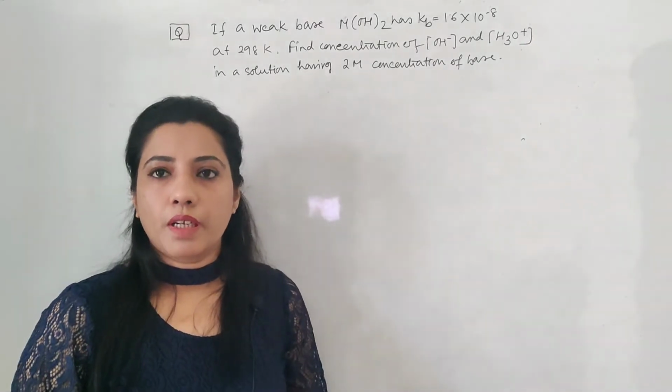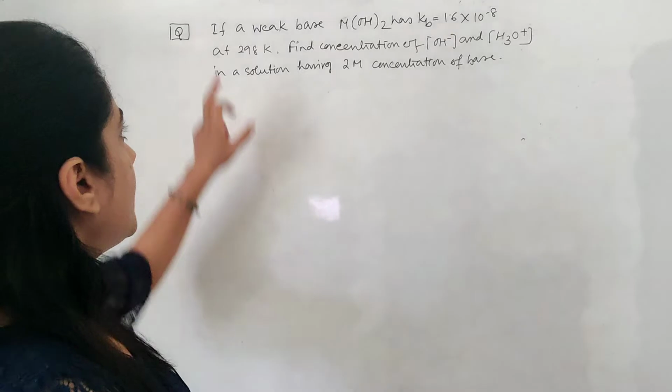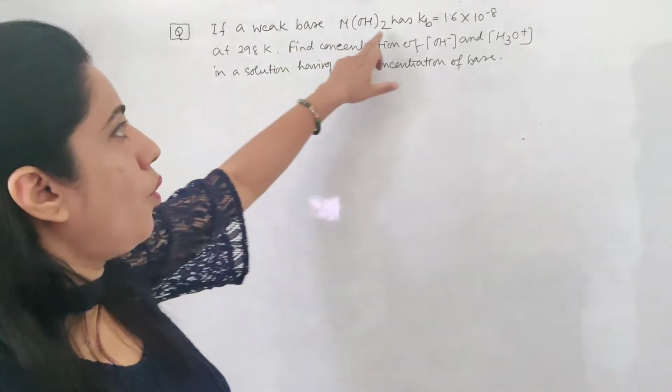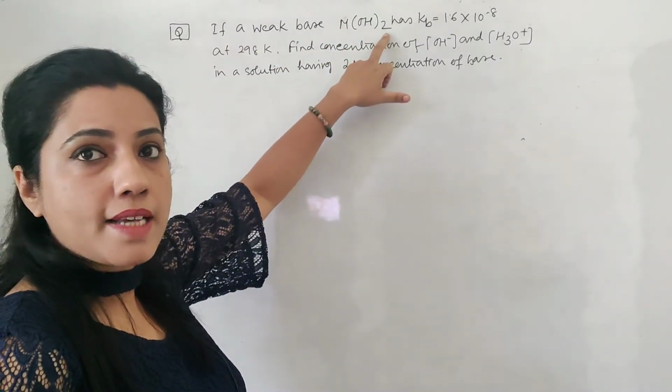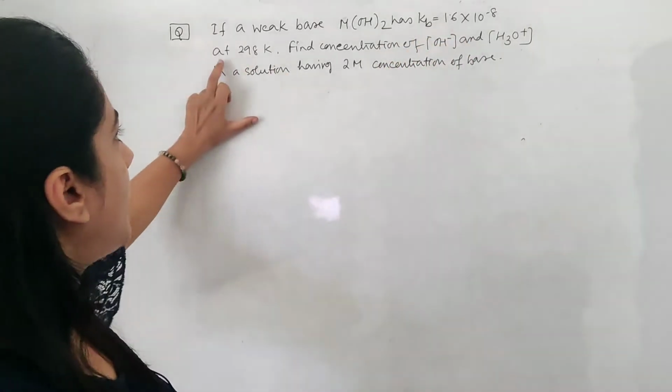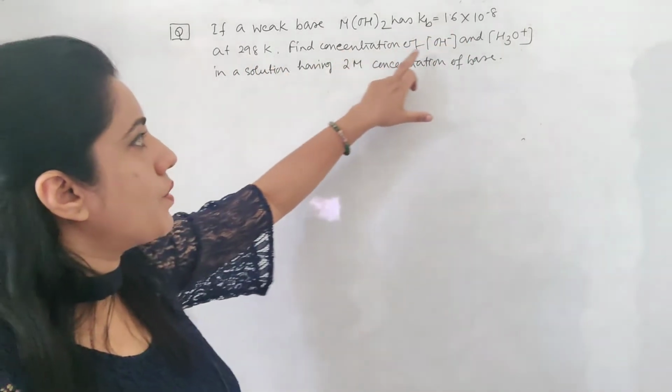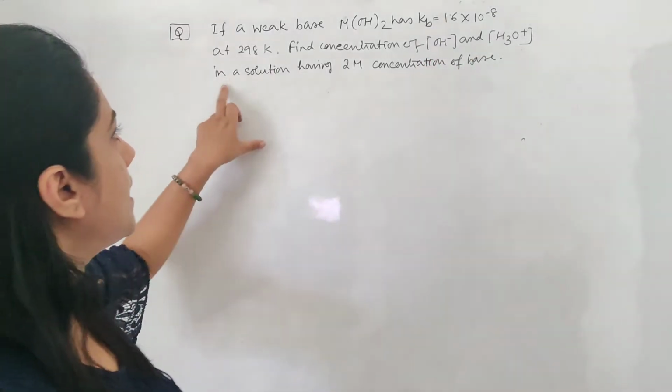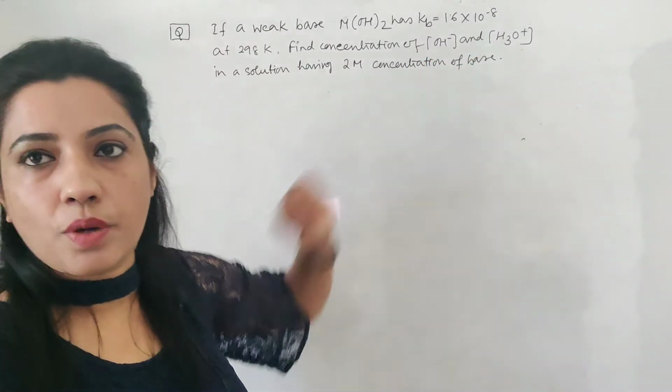Let's solve one more numerical based on the same topic. They are saying that if a weak base MOH whole twice, now this is a diacidic base, has Kb 1.6 into 10 raised to power minus 8 at 298 Kelvin. Find concentration of OH minus and H3O plus in a solution having 2 molar concentration of the base.